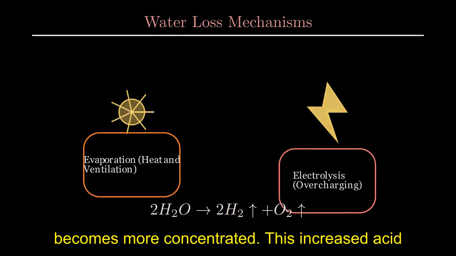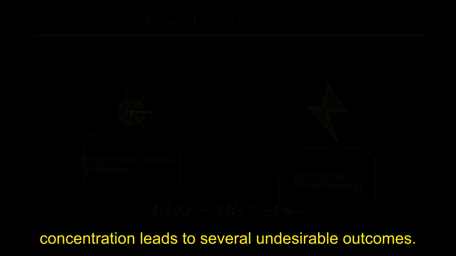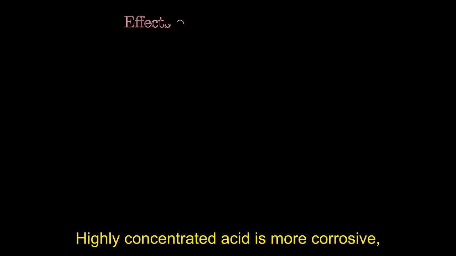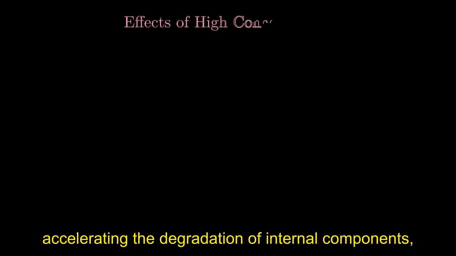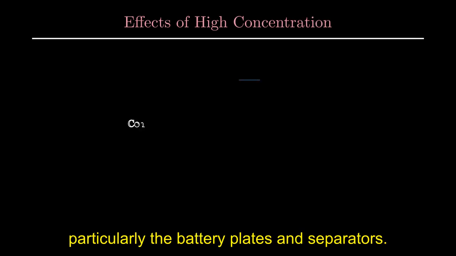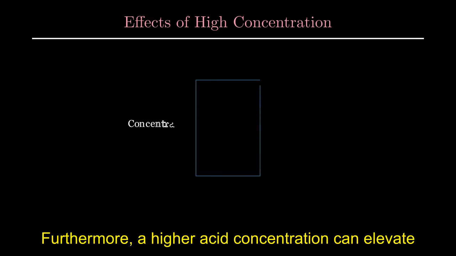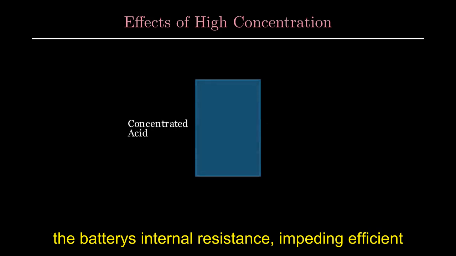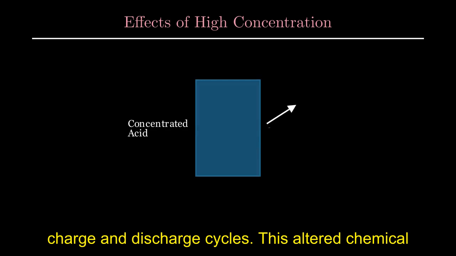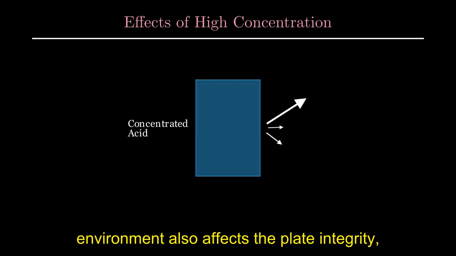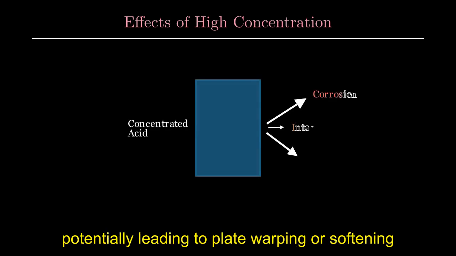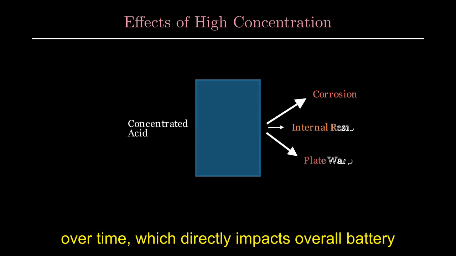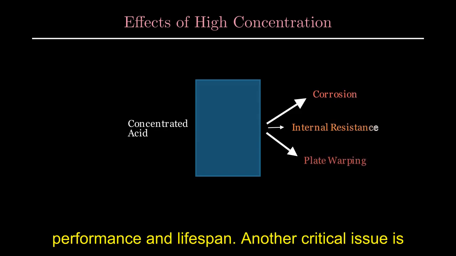This increased acid concentration leads to several undesirable outcomes. Highly concentrated acid is more corrosive, accelerating the degradation of internal components, particularly the battery plates and separators. Furthermore, a higher acid concentration can elevate the battery's internal resistance, impeding efficient charge and discharge cycles. This altered chemical environment also affects the plate integrity, potentially leading to plate warping or softening over time, which directly impacts overall battery performance and lifespan.